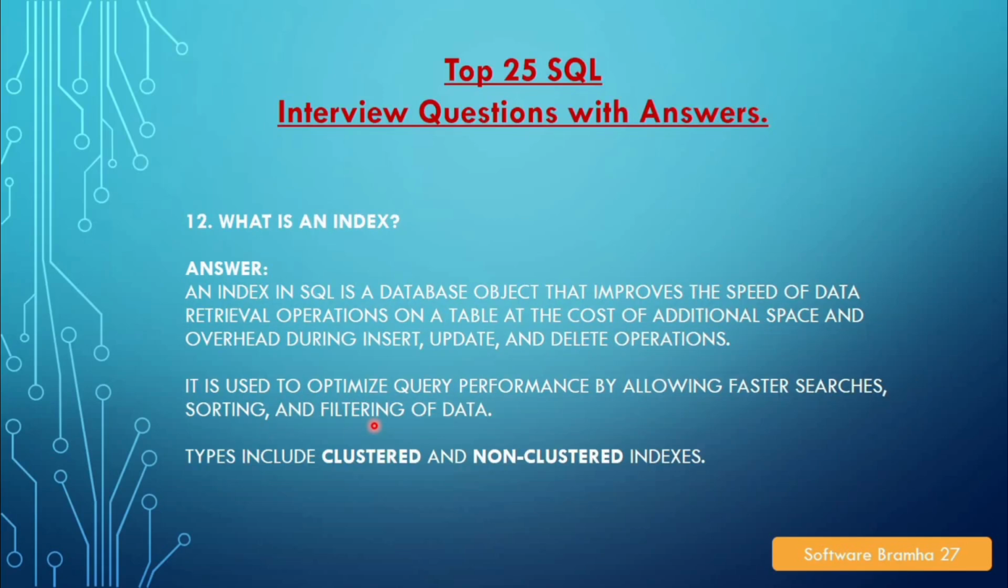Next question. What is an index? An index in SQL is a data type object that improves the speed of data retrieval operations on a table at the cost of additional space and overhead during insert, update, and delete operations. It is used to optimize query performance by allowing faster searches, sorting, and filtering of data. The types of indexes include clustered and non-clustered indexes.